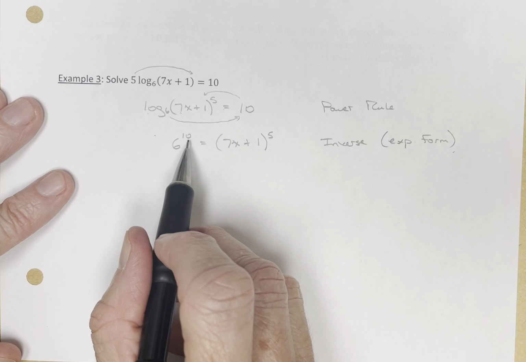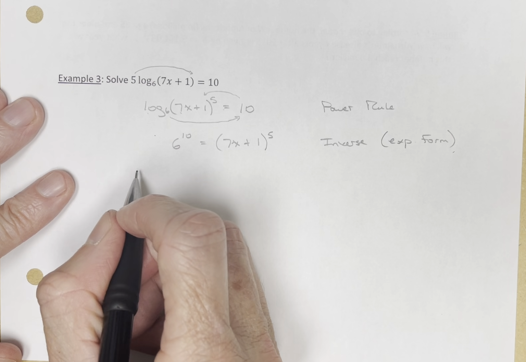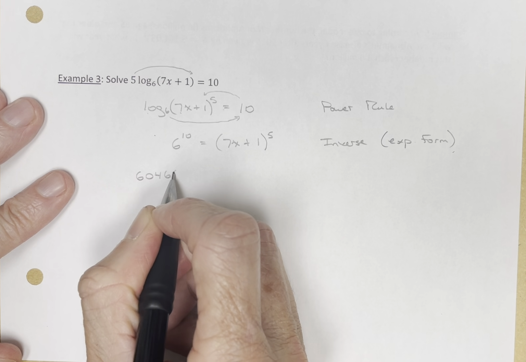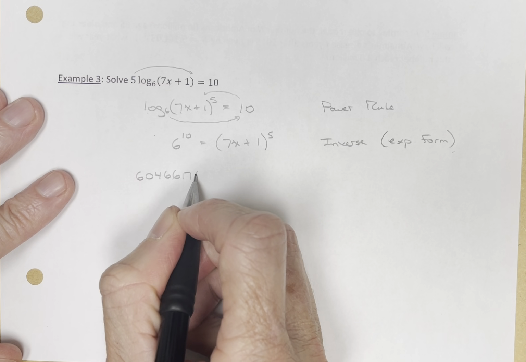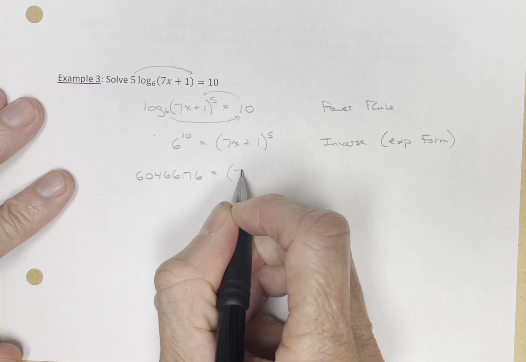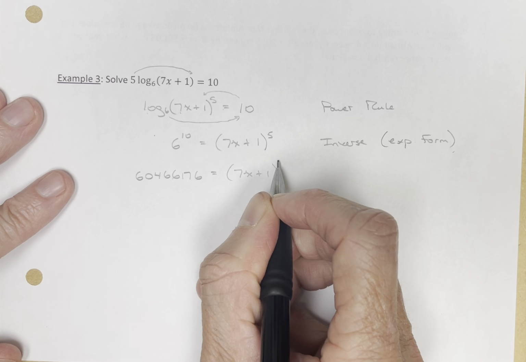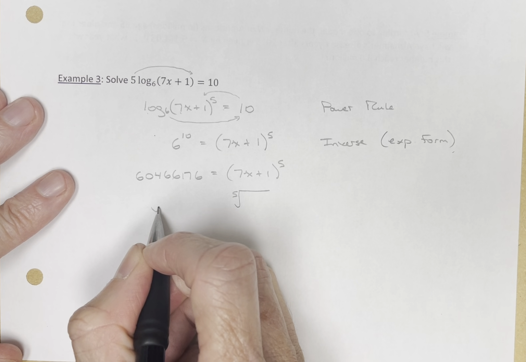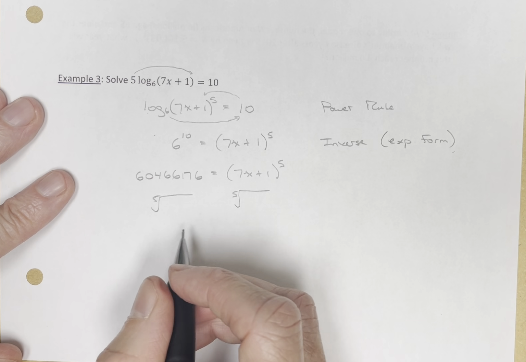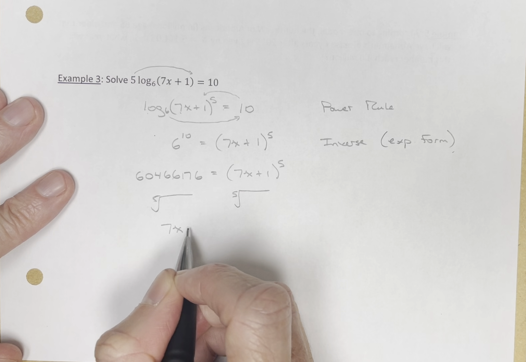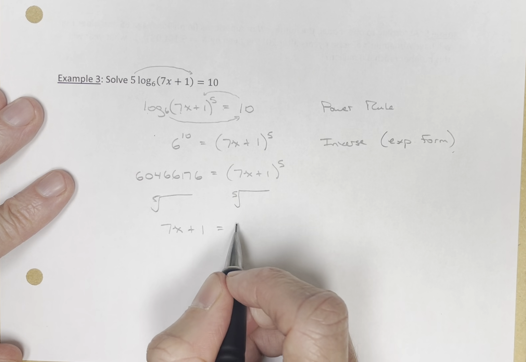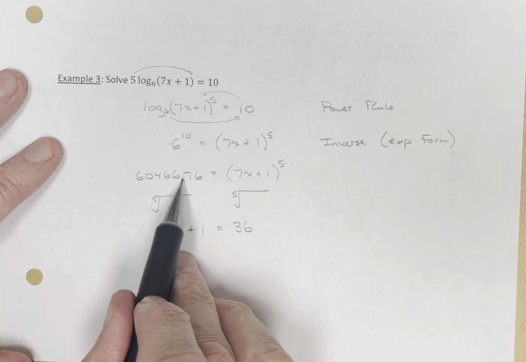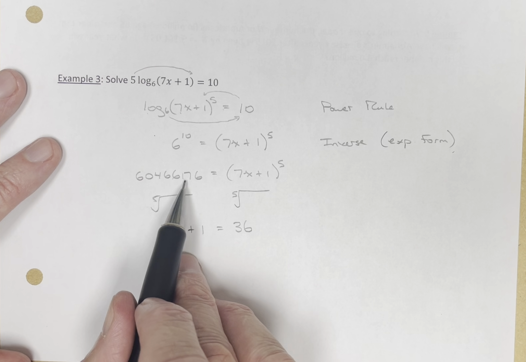Now, 6 to the 10th power, huge number. I put it in my calculator and I got 60,466,176. Hope that's right. And that's equal to 7x plus 1 to the 5th. Now I can take the 5th root of both sides. And I have 7x plus 1. It turns out the 5th root of this is 36. That worked out nicely. This is 36 to the 5th power is this big number here.